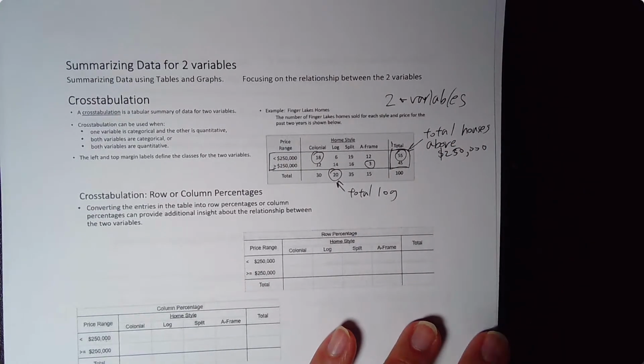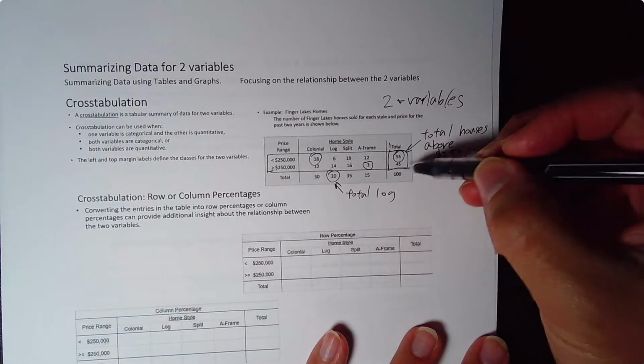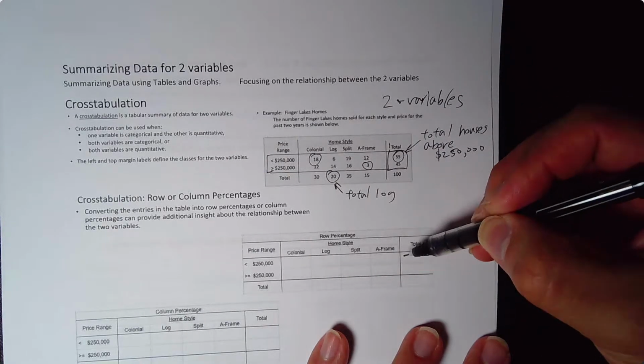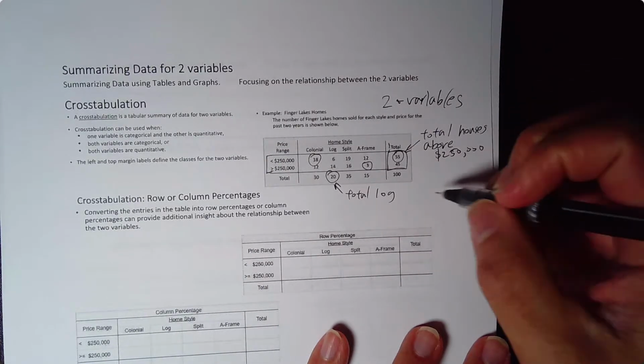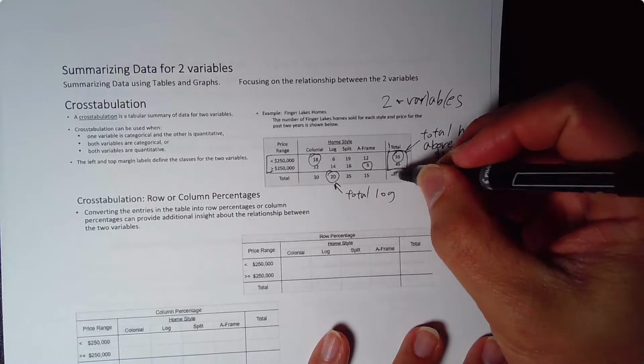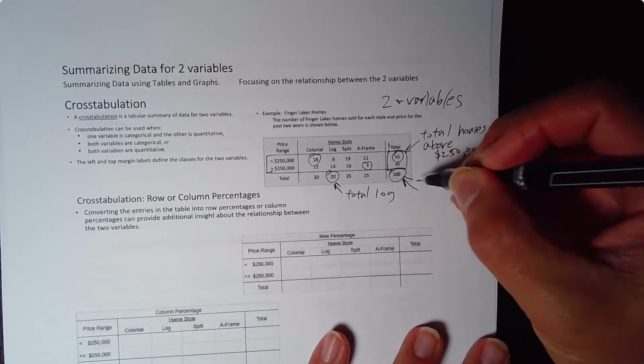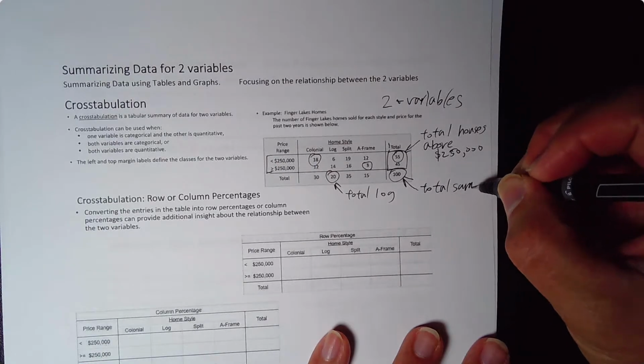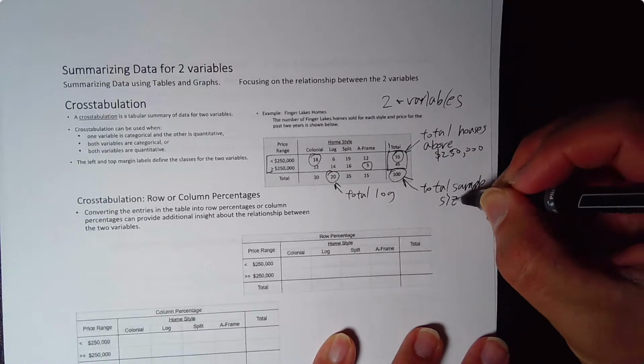And when you add across, it's pretty intuitive, pretty simple. You're always adding across and adding down. Always adding across, adding down. And then here, these two add up to be the same. This is the total sample, or sample size, I should say.